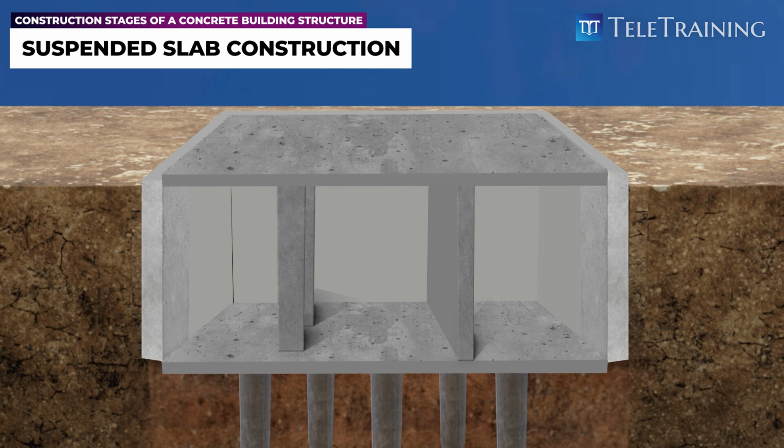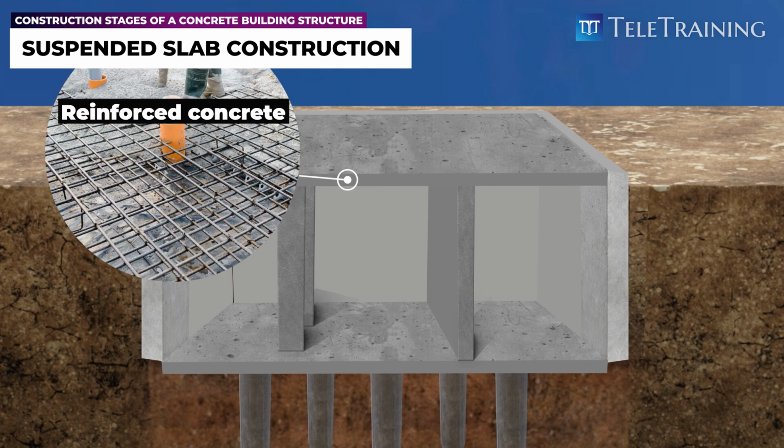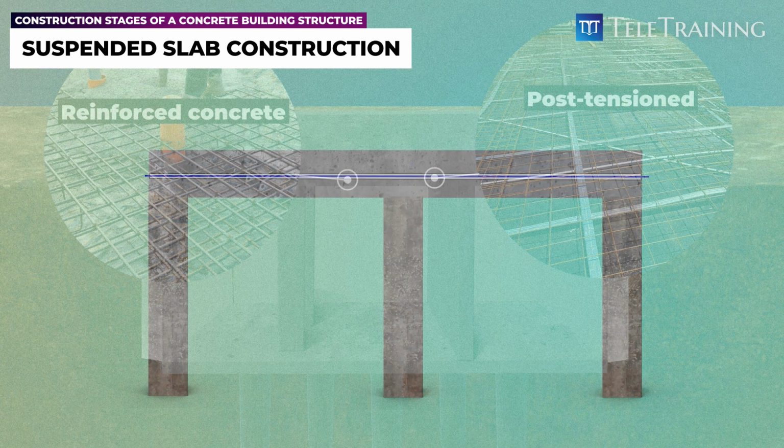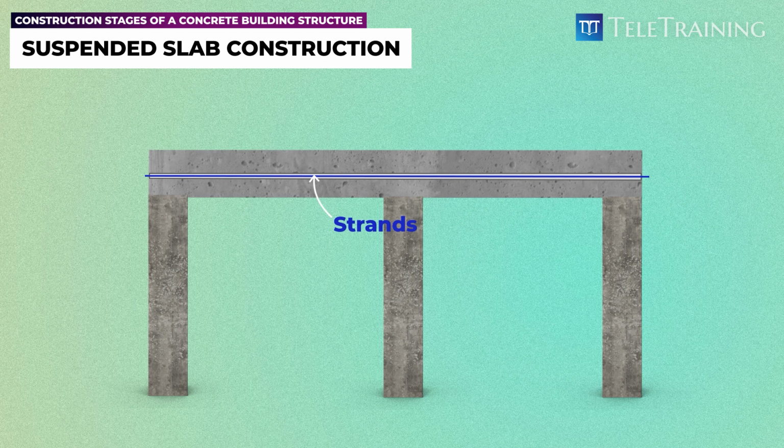Suspended slabs can be constructed using reinforced concrete, as shown in the example. Alternatively, they can also be post-tensioned, which involves using high-strength strands that are cast inside the concrete and then stressed once the concrete has cured.